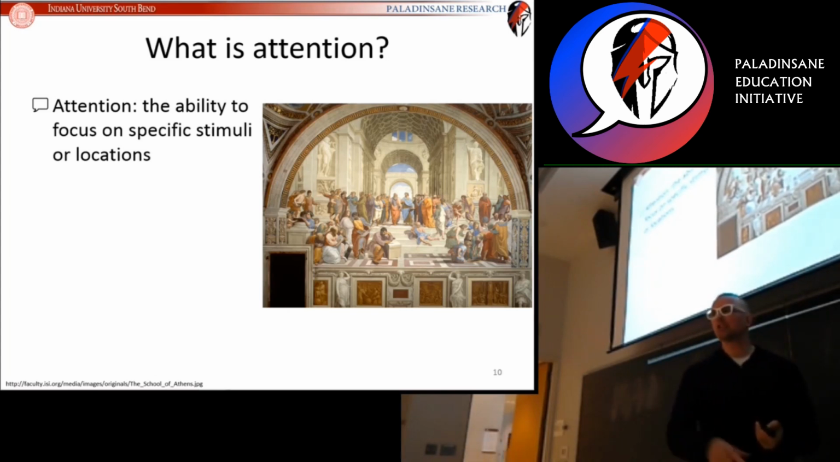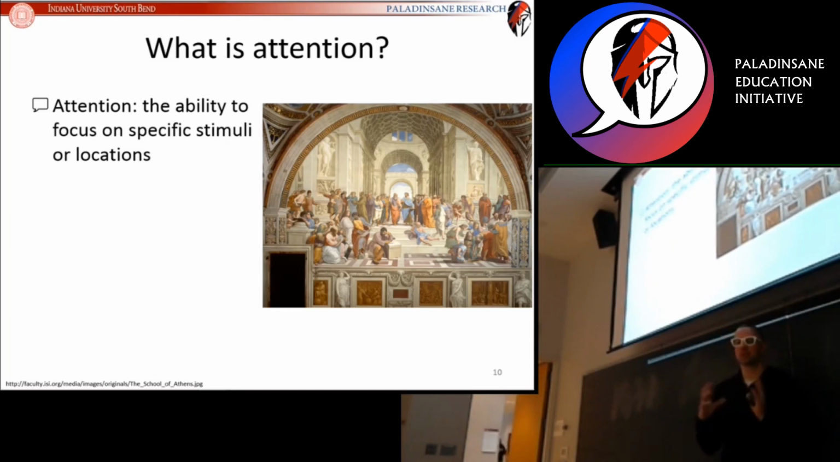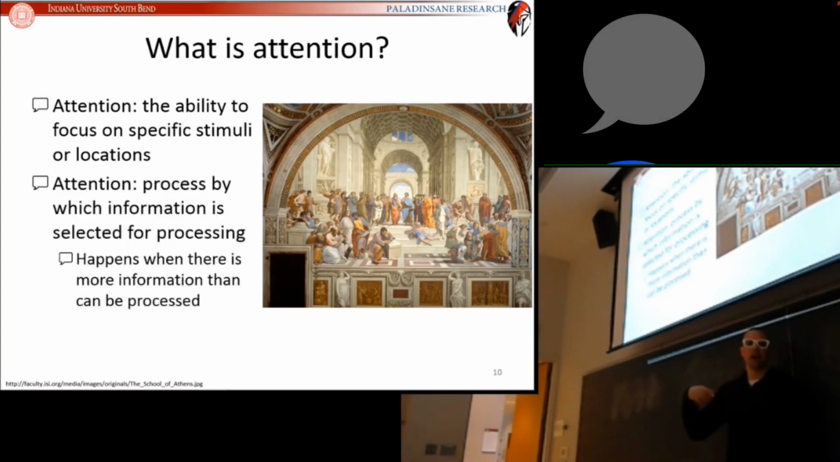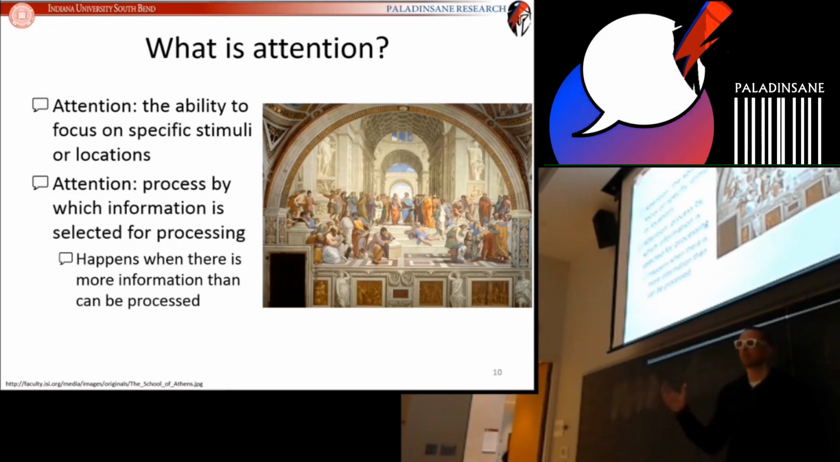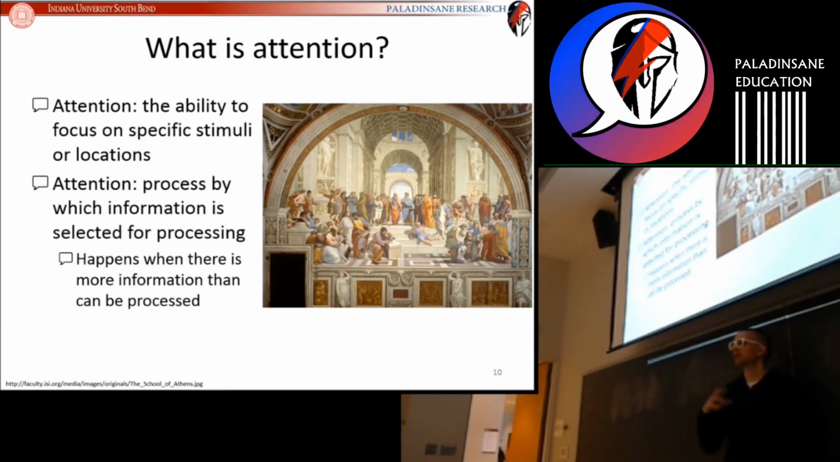And your attention is the ability to focus on pieces of that information, either specific types of information or specific locations for information. And attention is also the process by which that information is selected for processing. So it's not just the ability to attend to specific pieces of information, but also the ability to choose to attend to that particular piece of information.